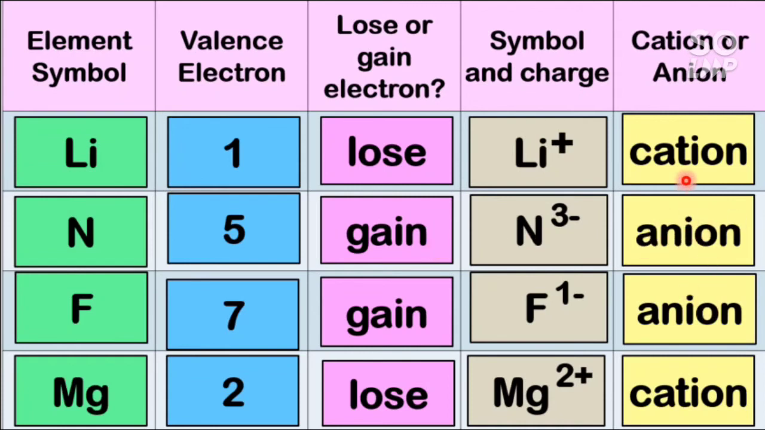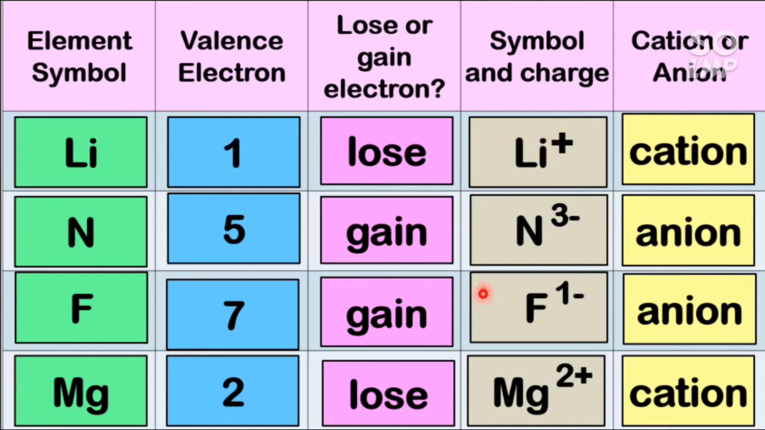Remember that a cation is a positive atom and an anion is a negative atom. Positive means protons are greater than the electrons. Negative means the electrons are greater than the protons. Okay?